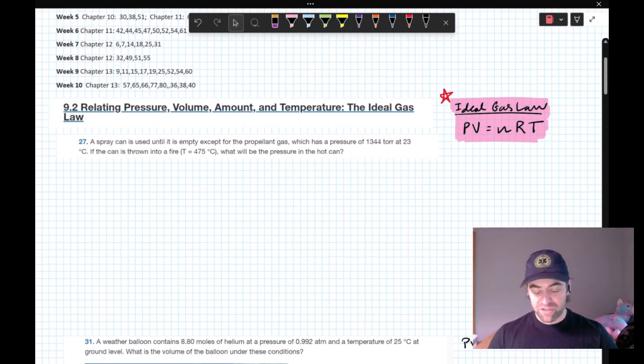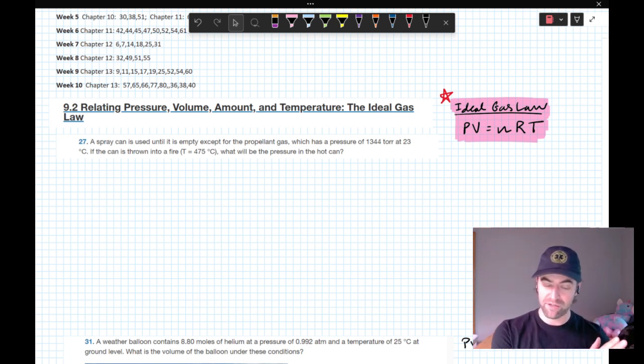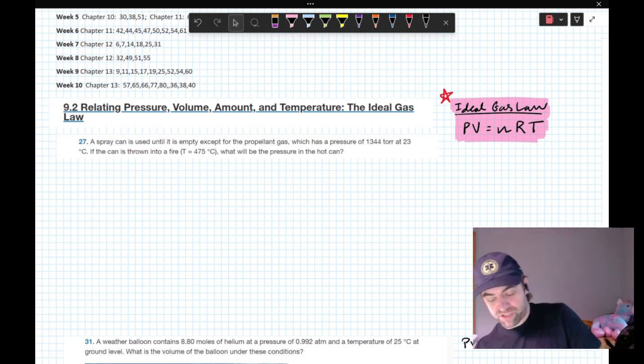So, relating pressure, volume, amount, and temperature. These are the ideal gas laws. Ideal simply means that we're dealing with idealized conditions. This is different from standard temp and pressure that we dealt with last week. These are conditions not taking into account the size that a gas molecule takes up or the intermolecular forces between them. We will deal with that later. For now, all we're concerned about is the pressure.